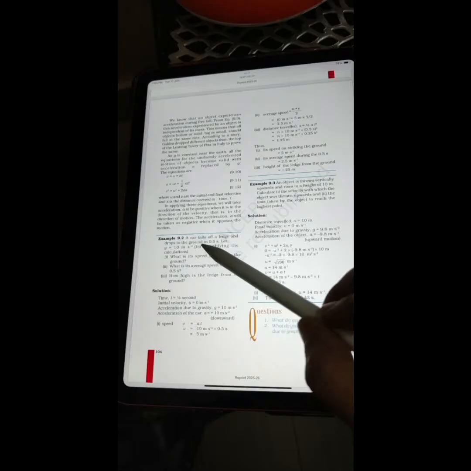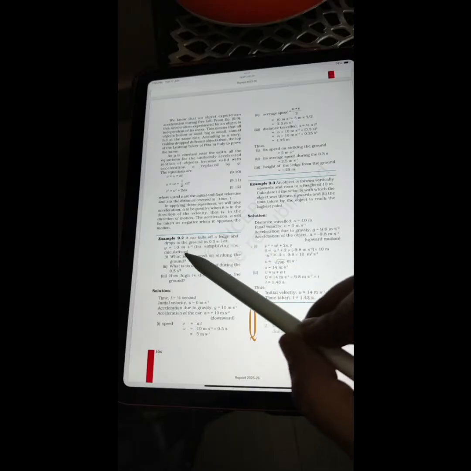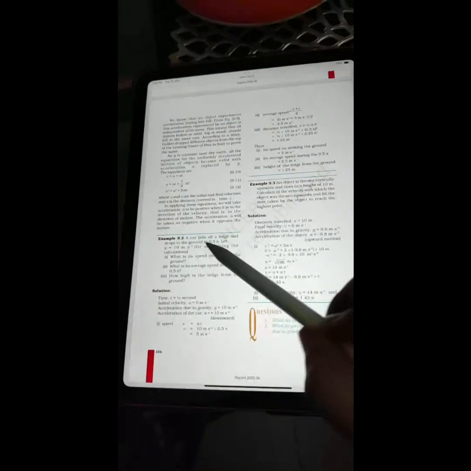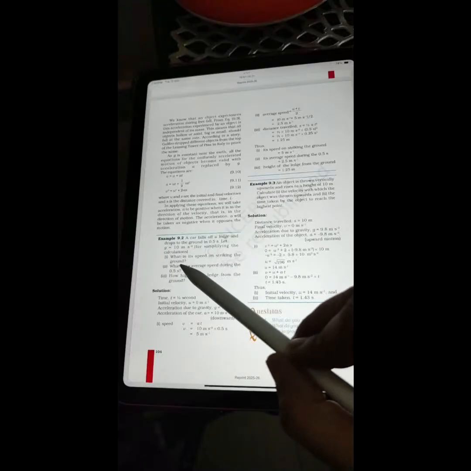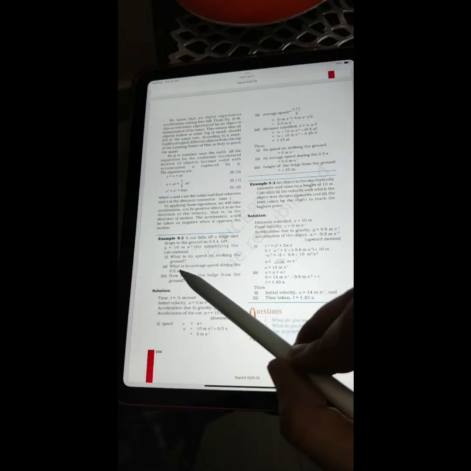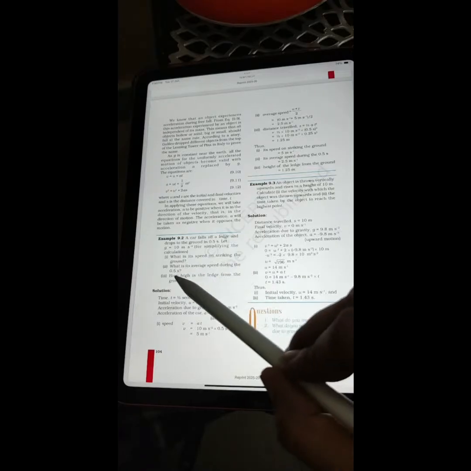Example 9.2: a car falls off a ledge and drops to the ground in 0.5 second. Let g = 10 m/s² for simplifying the calculations. What is the speed on striking the ground? What is its average speed during 0.5 second?